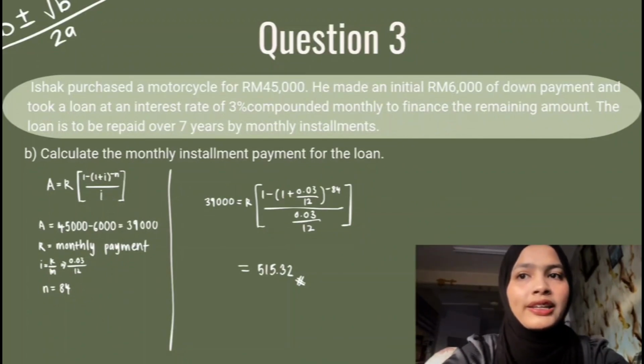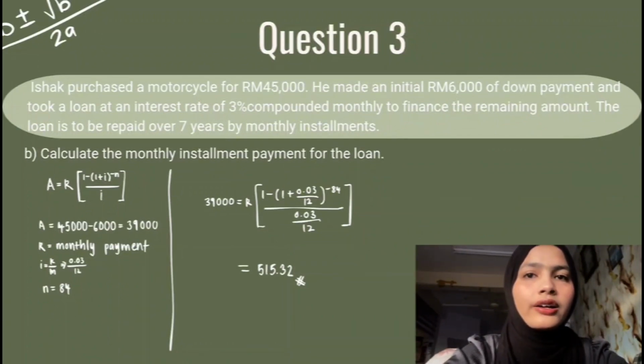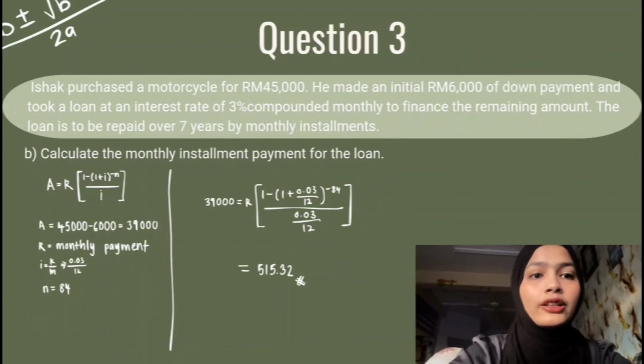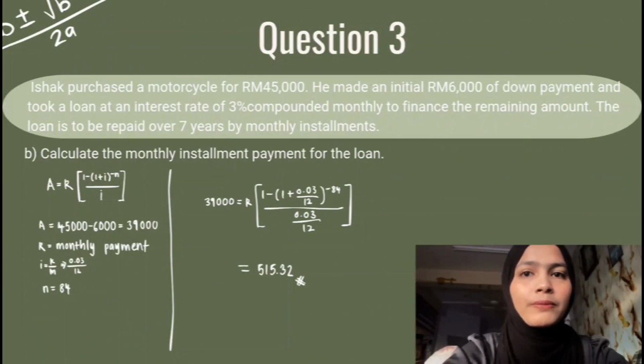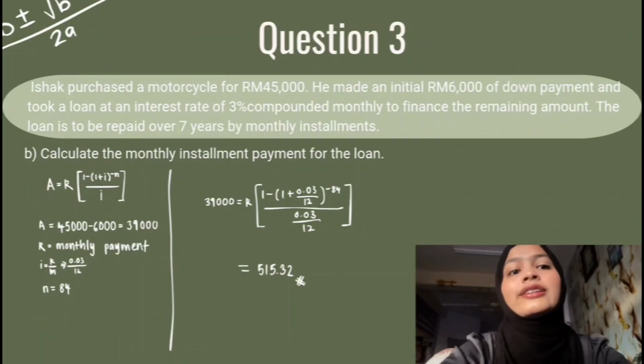So the monthly interest rate is 0.25%, which is 0.03 over 12. And there are 84 monthly payments in total. Using the formula, the monthly payment comes out to approximately 550 ringgit and 32 cents.